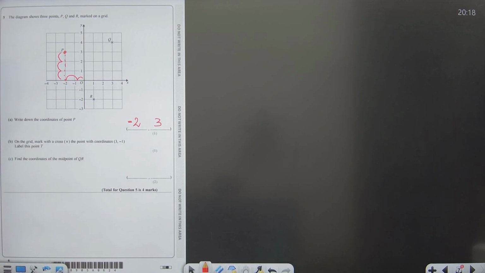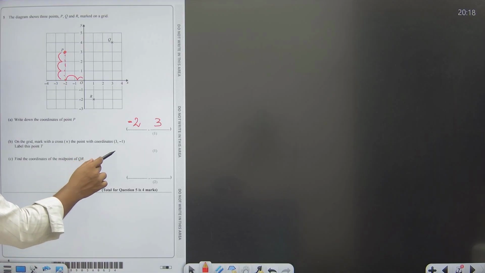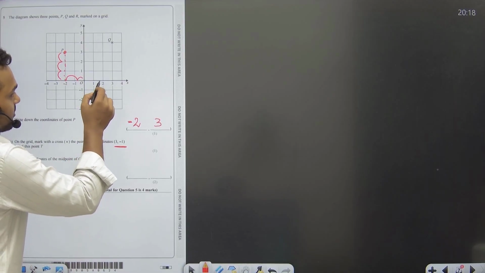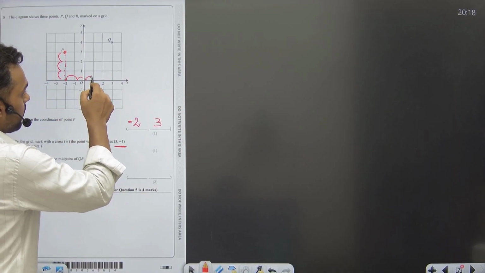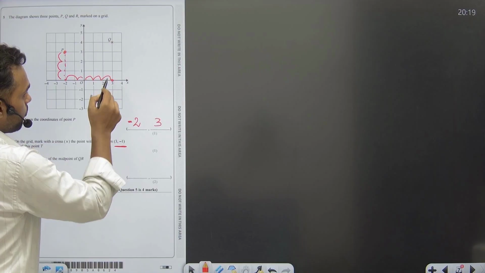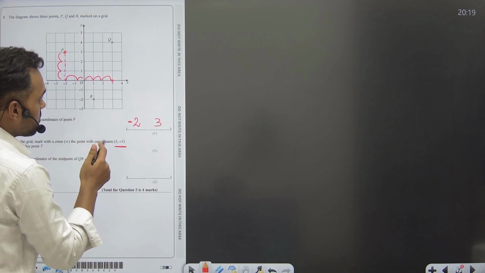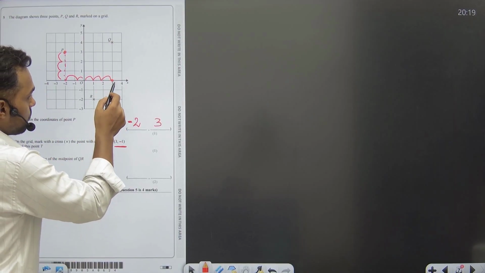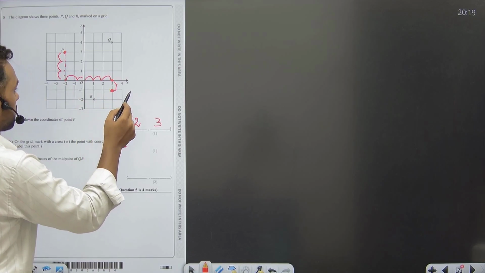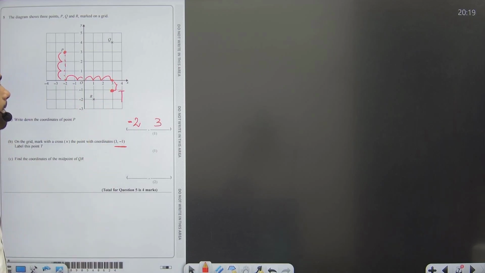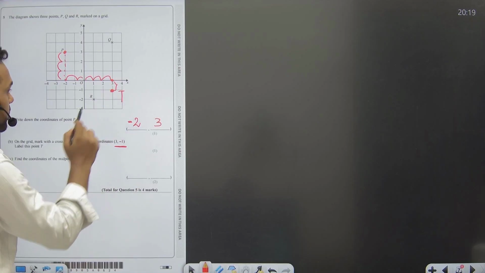On the grid, mark with a cross the point with coordinates (3, -1). Label this point T. They have asked for the coordinate (3, -1). So for the x-axis we need to move 3 points ahead: 1, 2 and 3. Here is the 3 point. Negative 1 will be downside, so 1 unit below. So here you will mark the point T. This is the point T, student.